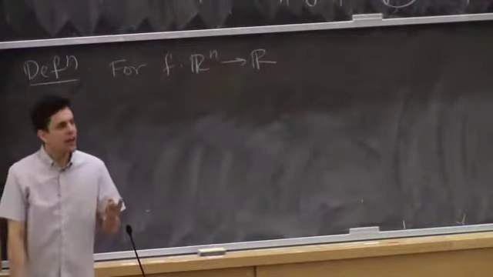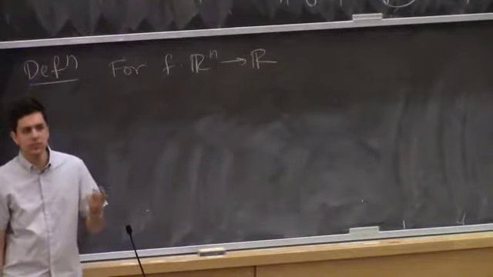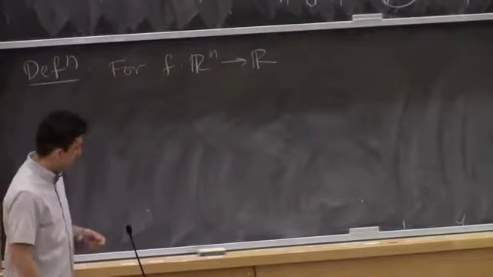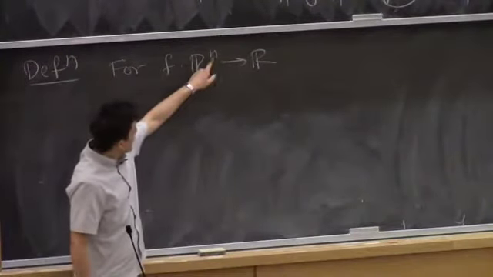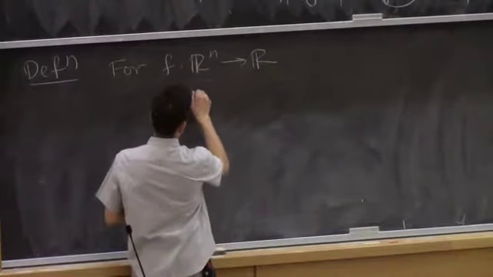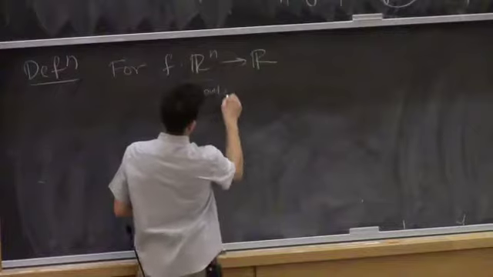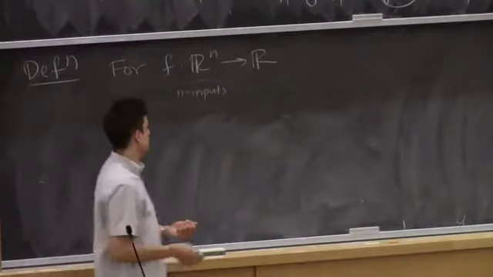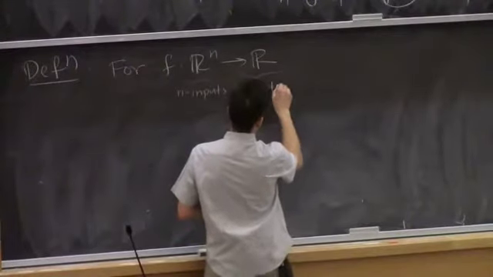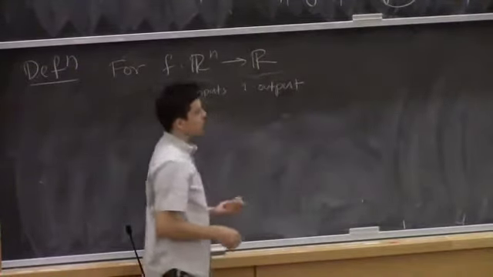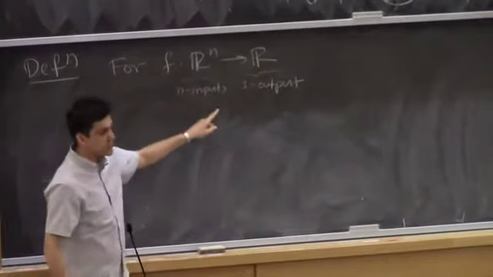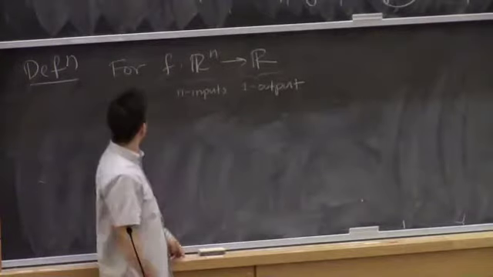Oh yes, during the break someone asked about this notation. I just write it because it's clear to me. So this means that we've got n inputs. Right? Your function has n inputs and 1 output. So you take n-dimensional vectors and you output real numbers.